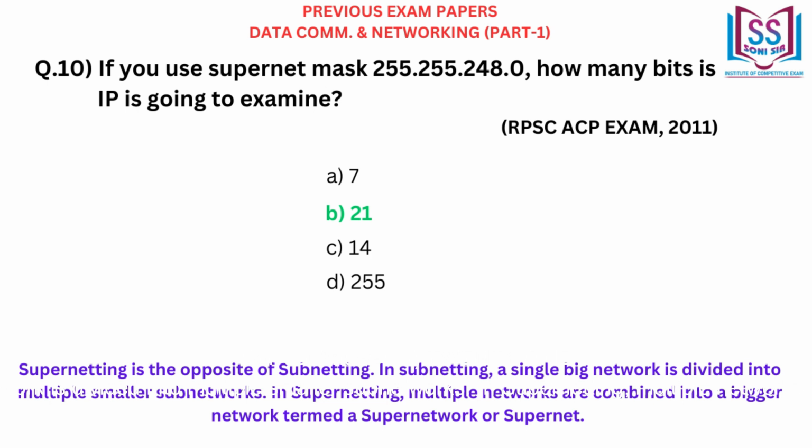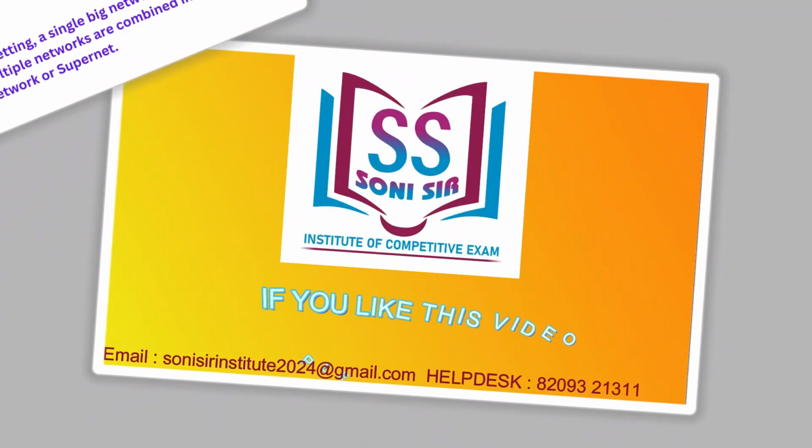21. Supernetting is the opposite of subnetting. In subnetting, a single big network is divided into multiple smaller subnetworks. In supernetting, multiple networks are combined into a bigger network termed a supernetwork or supernet.